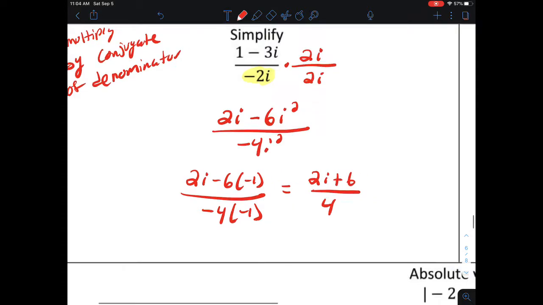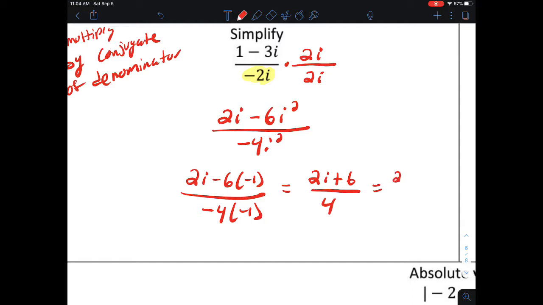Now to write it as a complex number, we're going to split these two fractions. So 2i over 4 plus 6 over 4. And then I'm just going to simplify it and write it with the real number in front. So I'd have 3/2 plus 1/2 i.